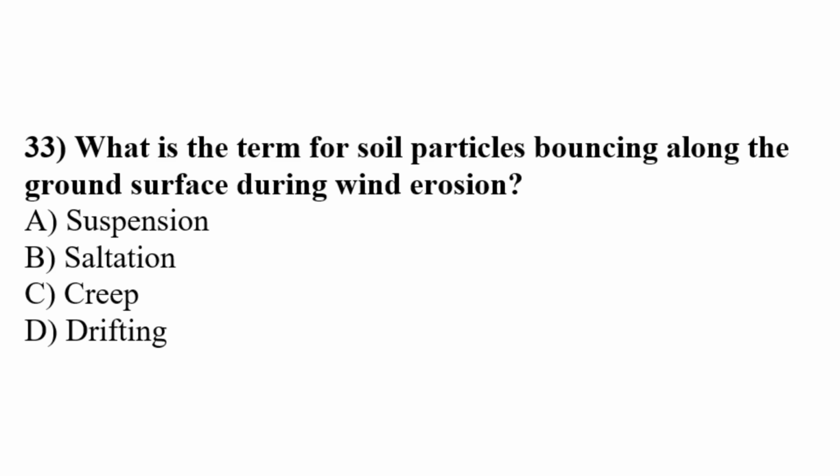33. What is the term for soil particles bouncing along the ground's surface during wind erosion? A. Suspension. B. Saltation. C. Creep. D. Drifting. Answer: B. Saltation.